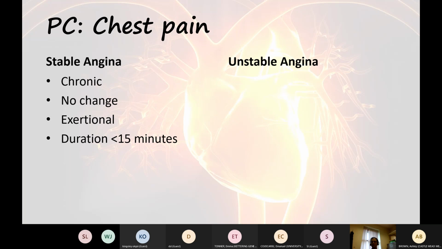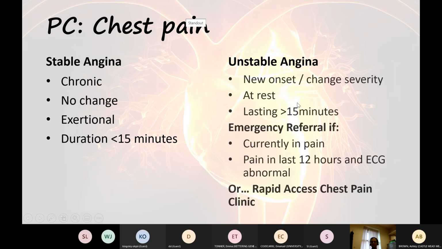So not really by GTN over 15 minutes. Yeah, those aren't bad suggestions. I would say if they're currently in pain, or if they've had pain in the last 12 hours and they've got an abnormal ECG. So these features. Now, obviously, you've got to look at the full history, and if you think they need to be sent in as an emergency, then go with what you think. But these are useful things. If they haven't had pain in the last 12 hours, they've got a normal ECG if you're capable of doing an ECG, and if they're not currently in pain, then you could think about sending them to the rapid access chest pain clinic.